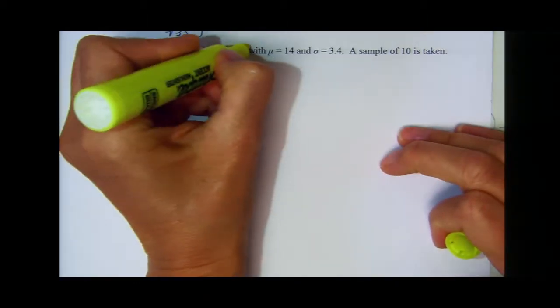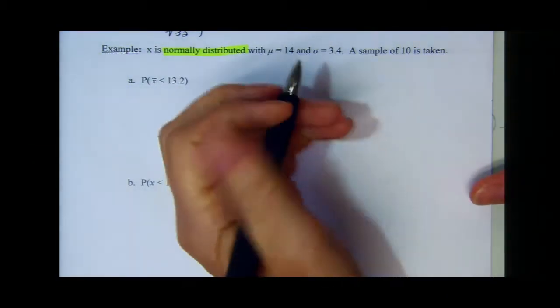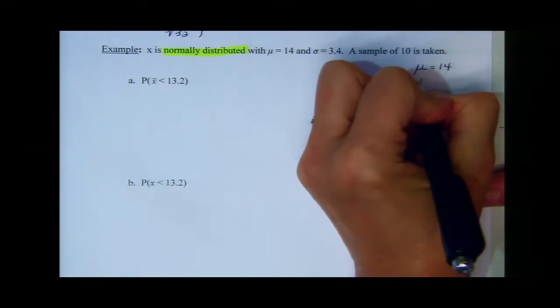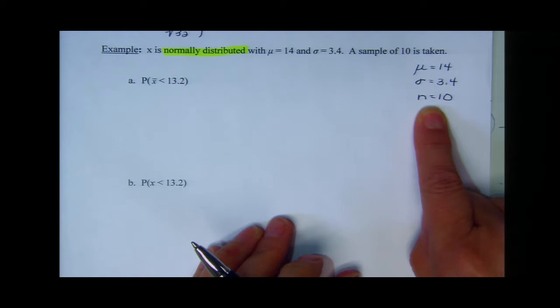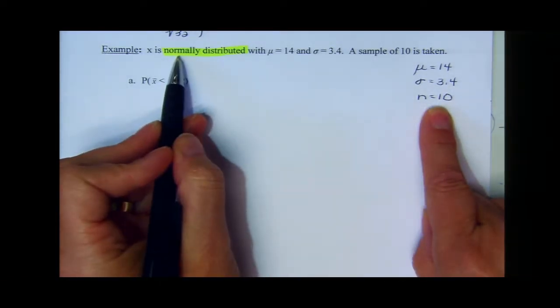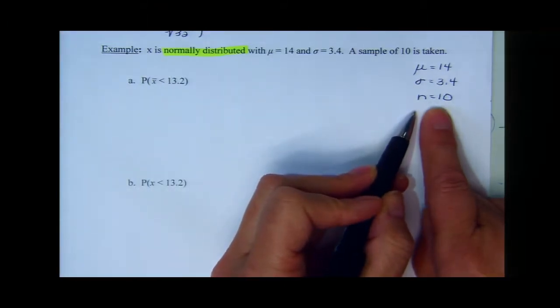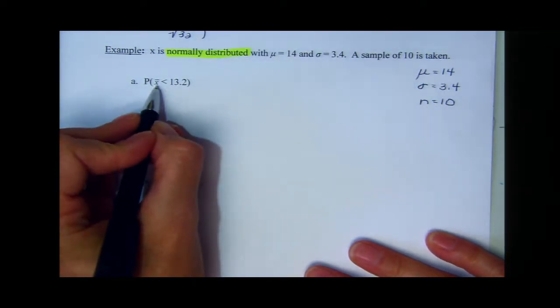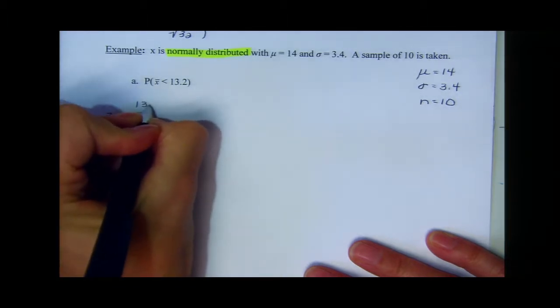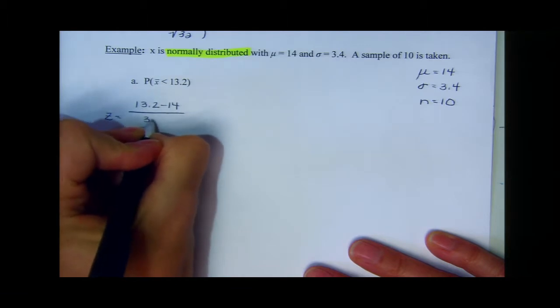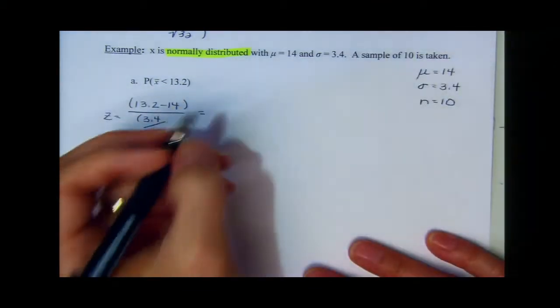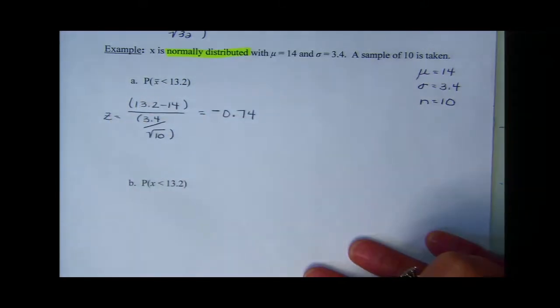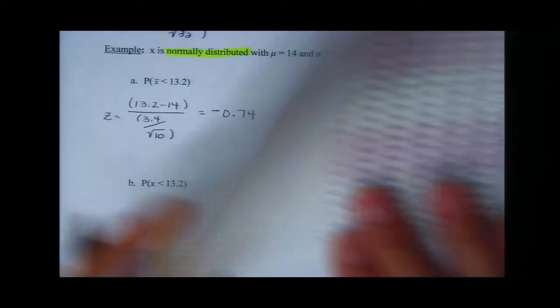X is normally distributed with mu equal to 14, sigma equal to 3.4, n is equal to 10. When I look here, I go, ooh, that's not 30 or larger, so that's too small, which is true, but because it says that the x is normally distributed, I can assume normal distribution with this as well. So we're okay here. Notice this is x bar, so it would be 13.2 minus 14 divided by 3.4 divided by the square root of 10. Put all of that into your calculator, and you get negative 0.74. You go to your table, and since it's a less than, you just use the number from the table, negative 0.74, which is 0.2296.